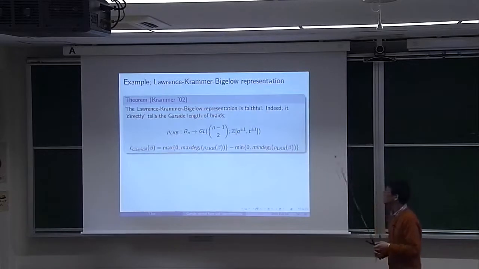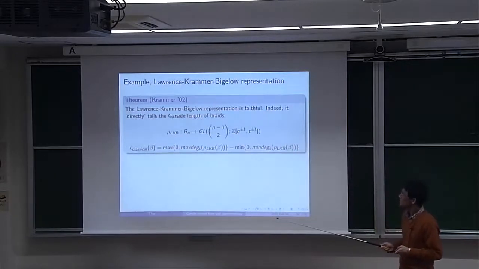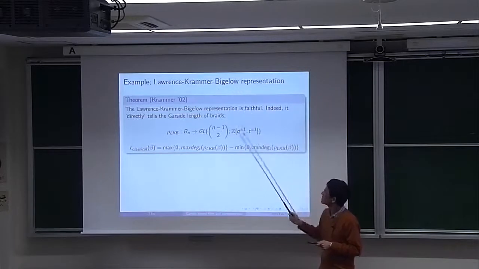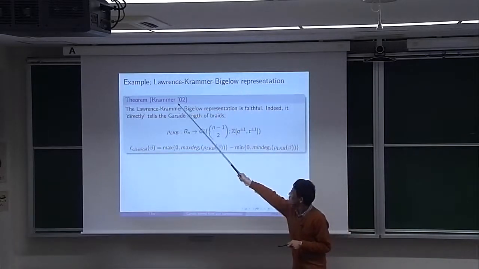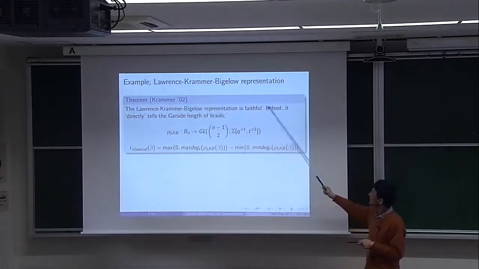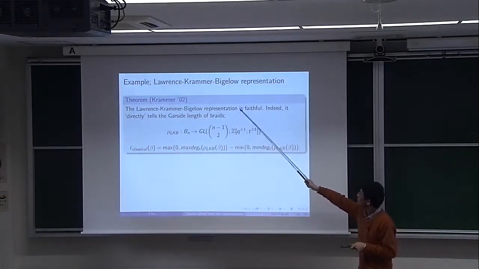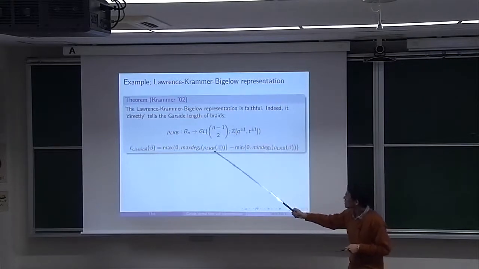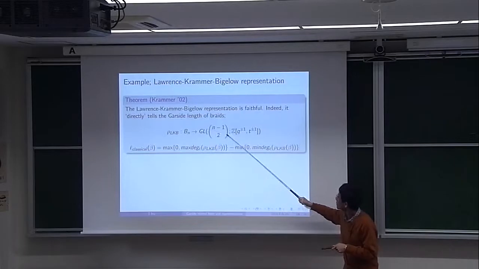The first example is the Lawrence-Krammer-Bigelow representation. You do not need to know what a Lawrence-Krammer-Bigelow representation is. It is just a linear representation of braid groups. It is known that this representation is faithful. Indeed, Krammer proves much more. The Lawrence-Krammer-Bigelow representation is faithful, and we can read the length of the normal form from its image. The length is just the maximal degree of its image.